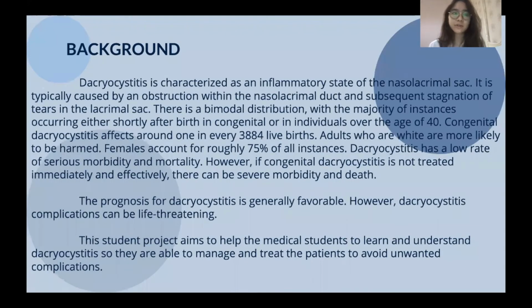Now I'll start off with the background. Dacryocystitis is usually characterized as an inflammatory state of the nasolacrimal sac. It's usually caused by an obstruction within the nasolacrimal duct and subsequent stagnation of tears in the lacrimal sac. There is a bimodal distribution, occurring in congenital cases or in individuals after the age of 40. It usually affects around 1 in every 3,884 births.